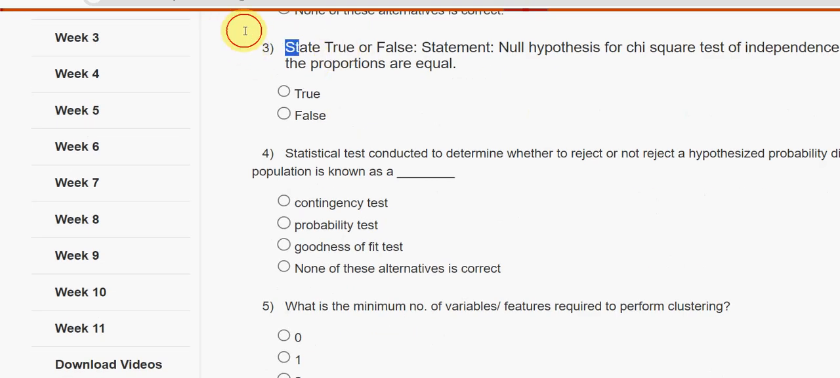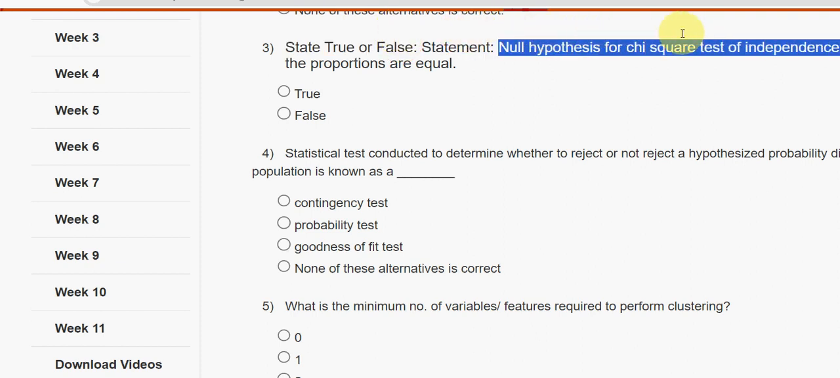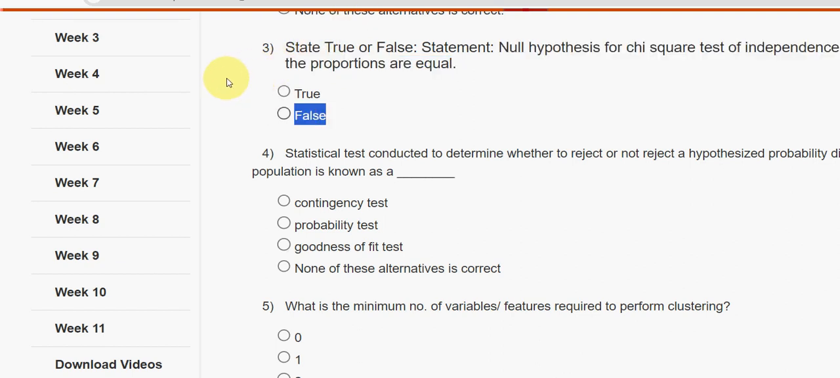Third question. State true or false. The statement is: null hypothesis for chi-square test of independence assumes that all the proportions are equal. So it is an absolutely false statement. Mark false as the correct option for the third question. That is the probable solution for the third question. Next, fourth one.